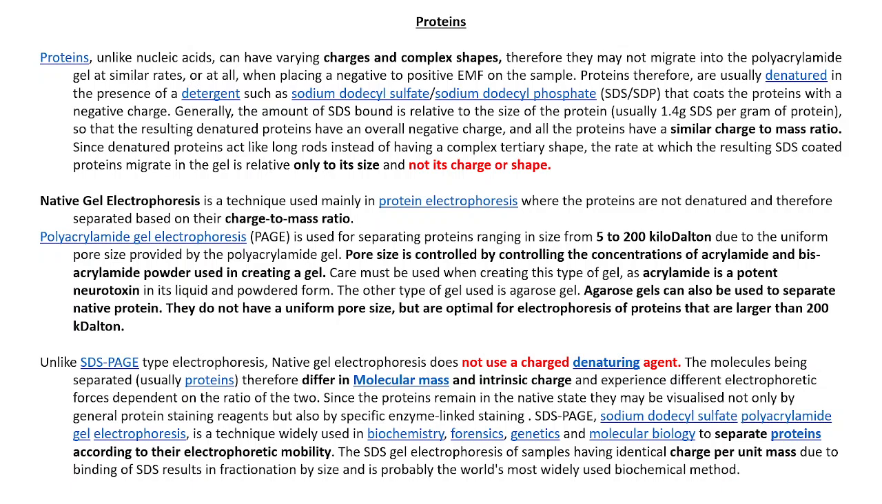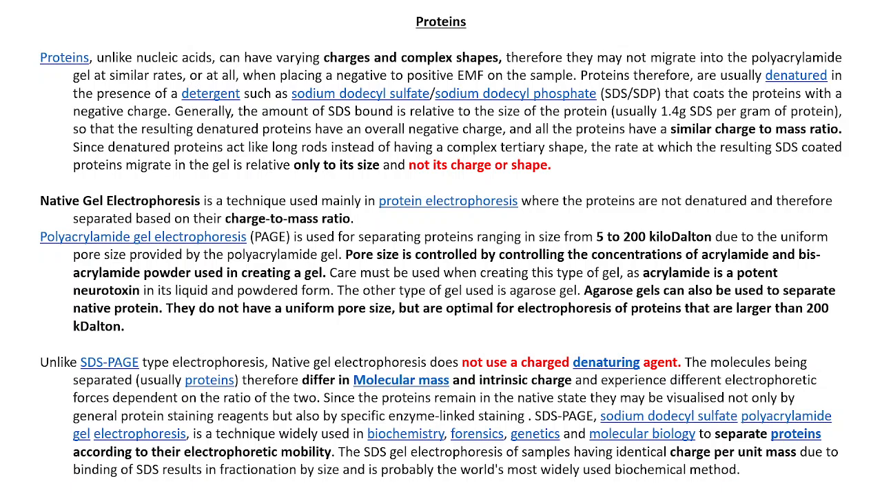So that the resulting denatured protein have an overall negative charge, and all the proteins have a similar charge to mass ratio. Since denatured proteins act like long rods instead of having a complex tertiary shape, the rate at which the resulting SDS coated proteins migrate in the gel is relative only to its size and not its charge or shape. The native gel electrophoresis is basically a technique used mainly in protein electrophoresis where the proteins are not denatured and therefore separated based on the charge to mass ratio.